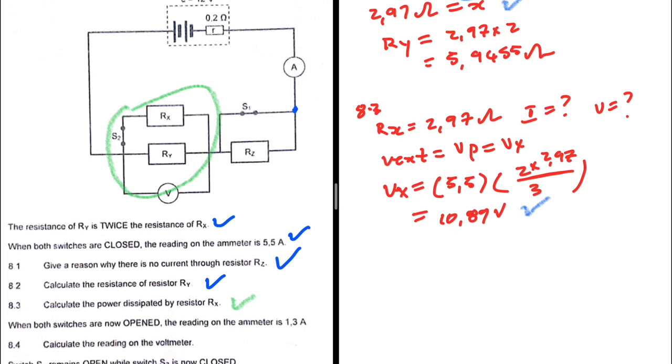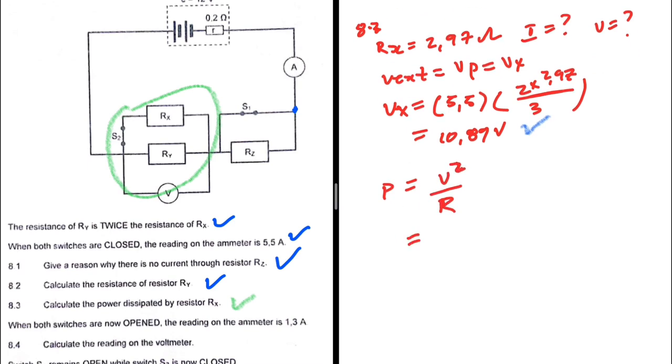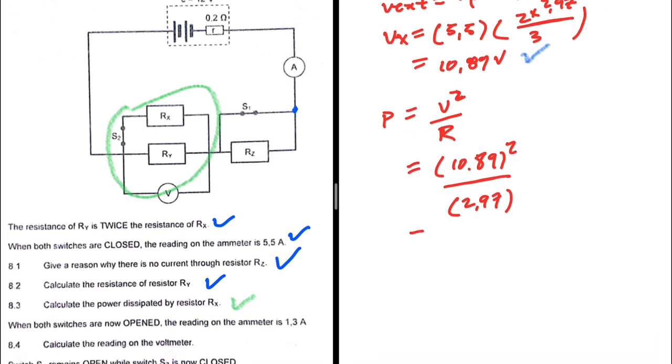So for the power dissipated by Rx, we're going to have P equal to V multiplied by I. V is 10.89. And no, let's not use this one because we don't have I. So let's use instead P equal to V squared over R because we do have R. Take a look. V squared, 10.89, we square that and we divide by R. R is 2.97. So this is equal to, let me just substitute that in my calculator.